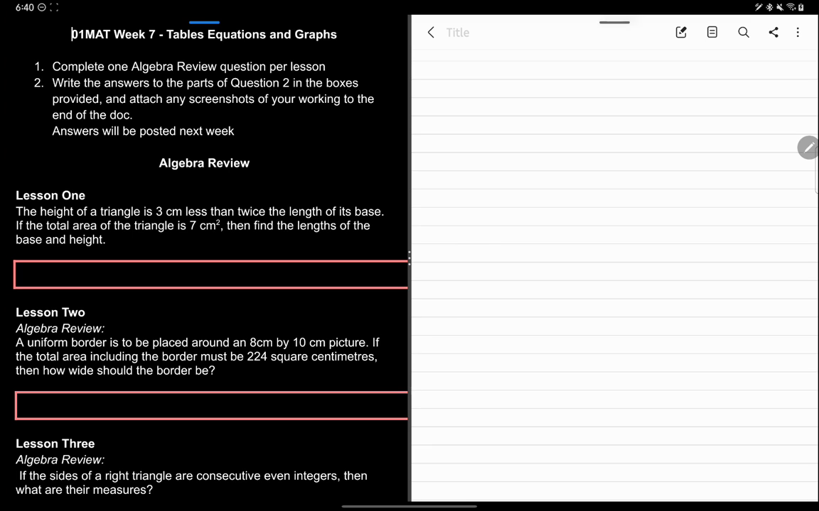Okay, lesson 1. The height of a triangle is 3 centimeters less than twice the length of its base. If the total area of the triangle is 7 centimeters squared, then find the lengths of the base and height. Okay.